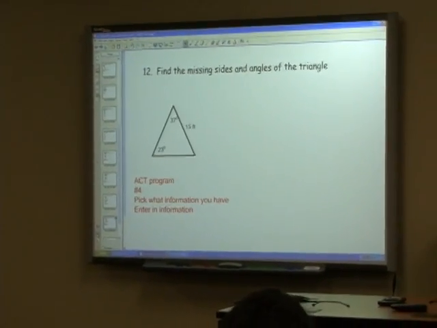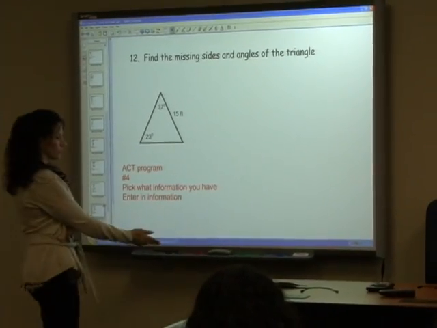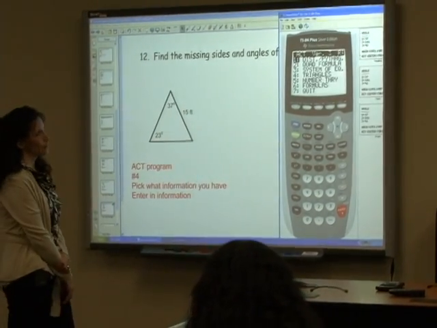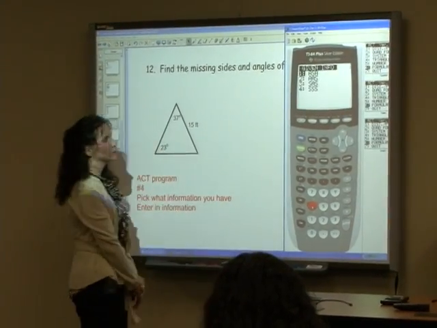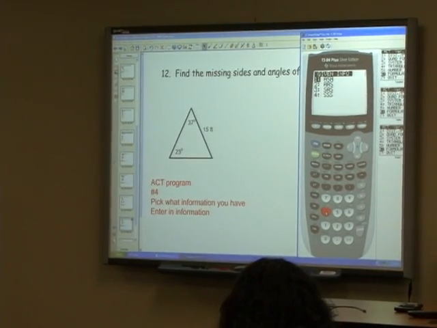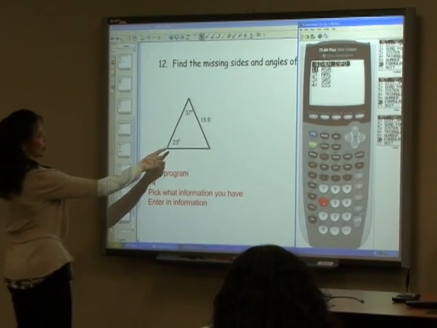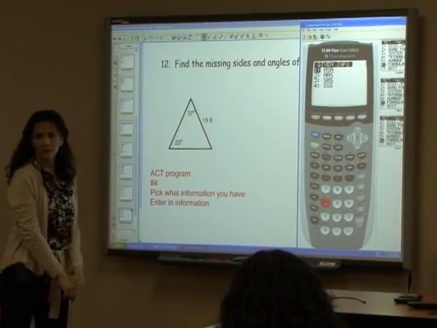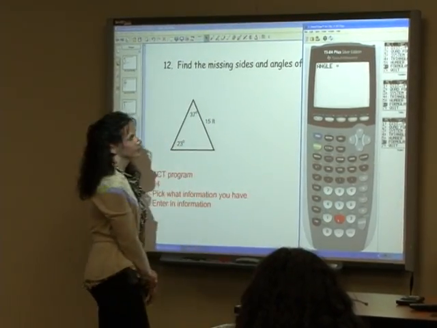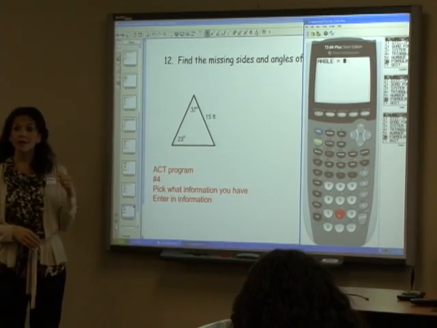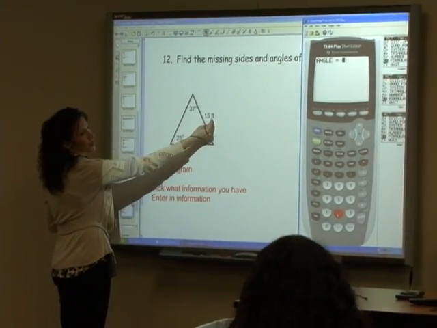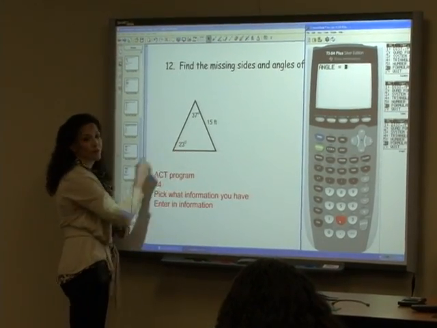Find the missing sides and angles of the triangle. So I'm going to hit enter to get back to my menu. Number 4 for triangles. On this one, what kind of triangle do I have? This is angle, angle, side. Now when I put this in, so angle, angle, side, number 2. You have to enter in your angles in the correct order. I went angle, angle, side. So this would be my first angle that I put in.